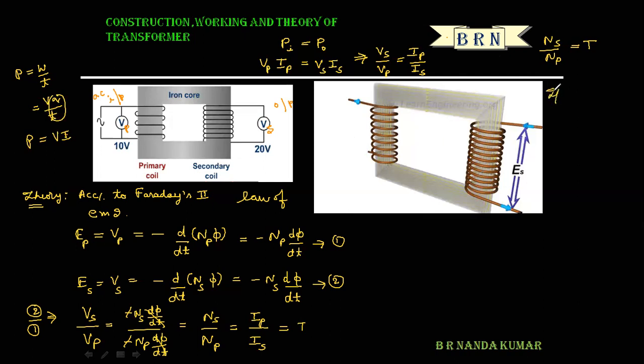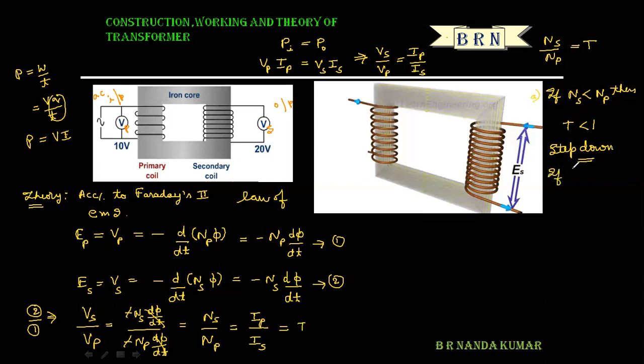So this is the first special case. If Ns is less than Np, then the turns ratio is less than 1. The number of turns in the secondary coil is less than the number of turns in the primary coil. So then the transformer behaves like a step down transformer, is it not? That is a step down transformer.